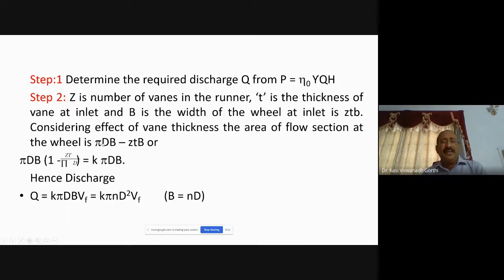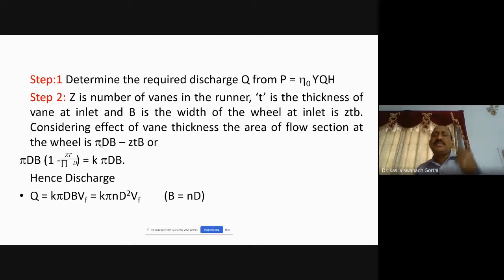What is this pi dB? D is the diameter. Pi d is what? It is a perimeter. Pi d is the perimeter multiplied by the breadth of the runner at inlet. The breadth of the runner at inlet provides you the entire area of a flow section, because in the case of a modern Francis turbine, the water enters all through the periphery of the turbine runner.